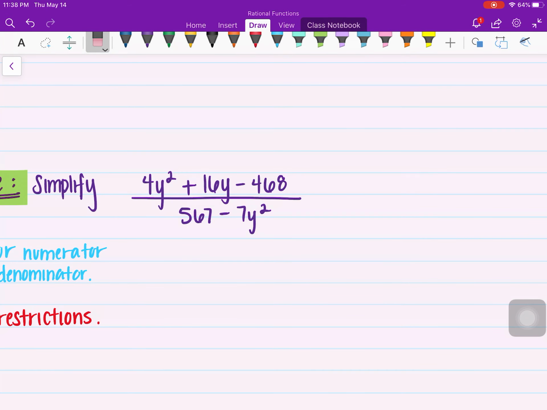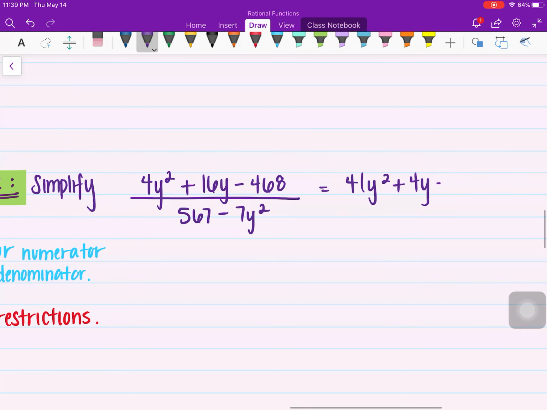Now we have the expression 4y squared plus 16y minus 468. When we're factoring, this is going to give us a big number, so I do want to go ahead and factor out any common factors first. In this case, it would be the 4 that we have as the leading coefficient. If we factor out a 4, we're left with y squared plus 4y minus 117. And all of this is over 567 minus 7y squared.